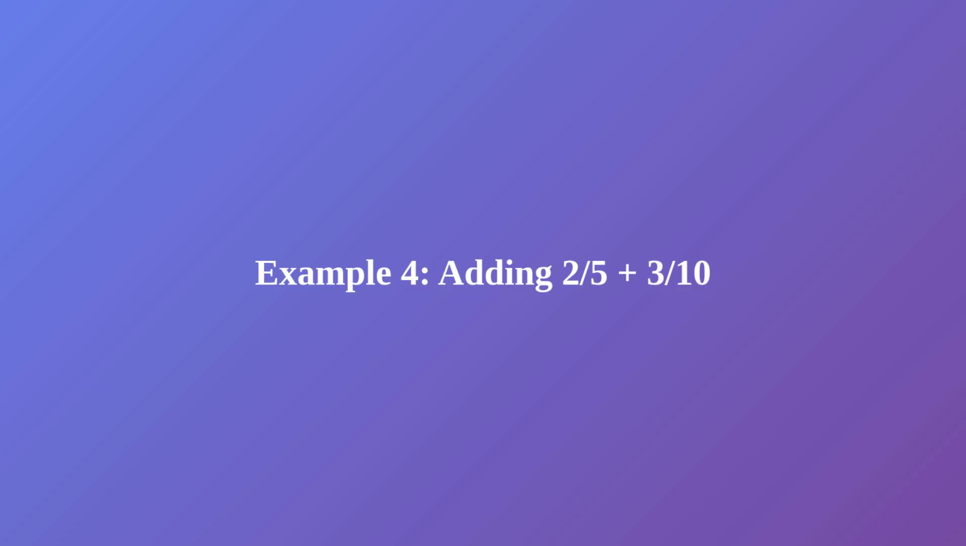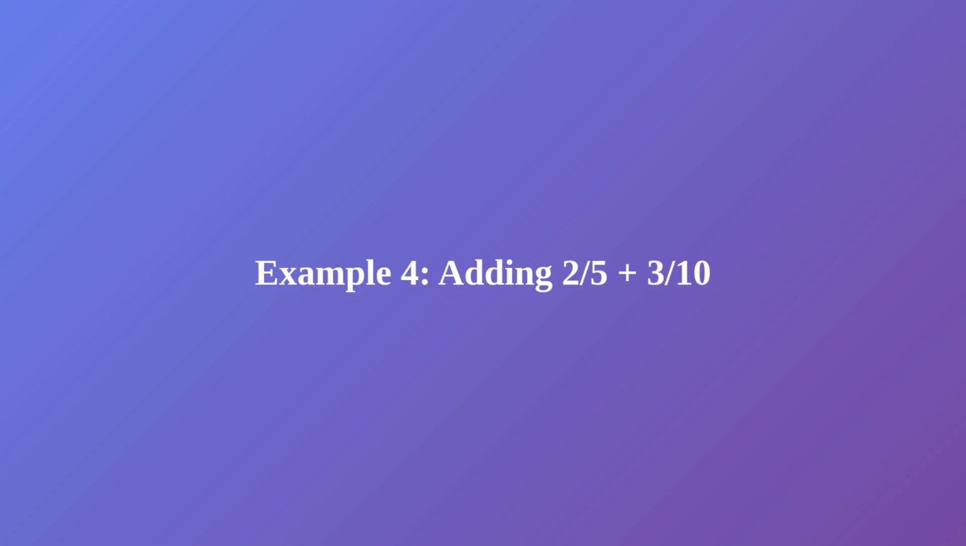List multiples of 5: 5, 10, 15, 20. List multiples of 10: 10, 20, 30. The first match is 10, so the LCD is just 10. We already have it in one fraction. Now, 3/10 already has a denominator of 10, so we leave it alone. Just convert 2/5. 5 times 2 equals 10, so multiply the top by 2.